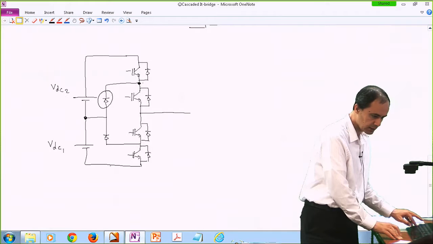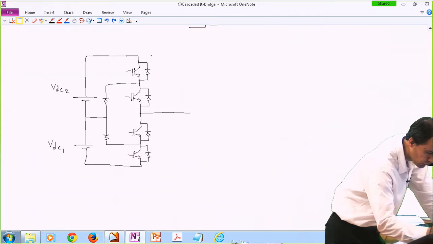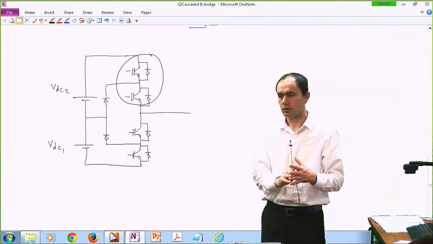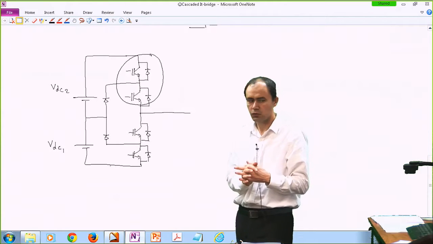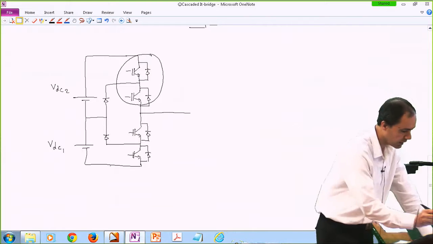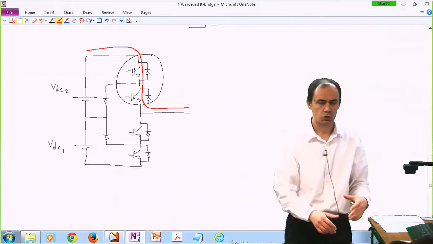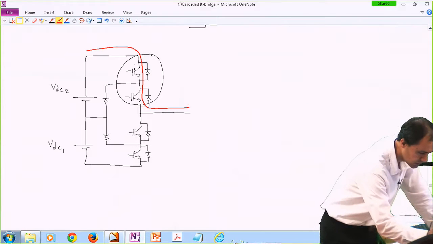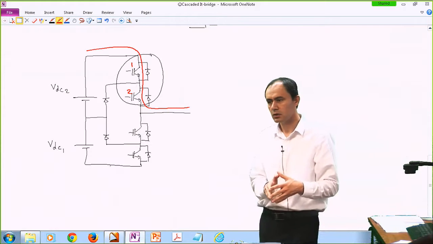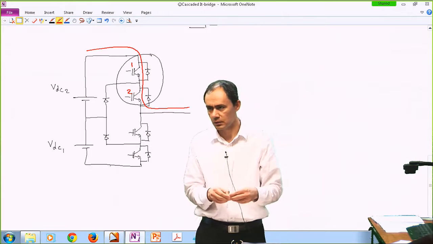Please note that just because these two switches are drawn in this configuration, they are not complementing each other. There could be a situation where both of these transistors are on, and that situation is when you want to have a conduction of current in this path. So those transistors, let's call them transistor 1 and 2, are not complementing each other, and therefore they are not forming a single pole double throw switch.